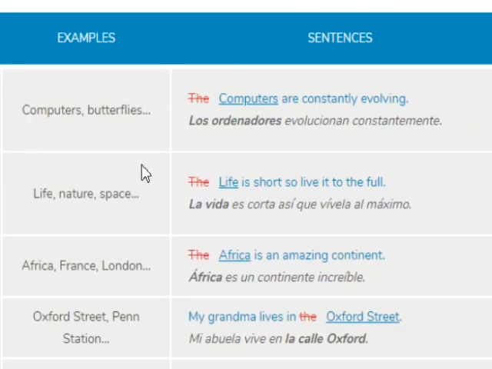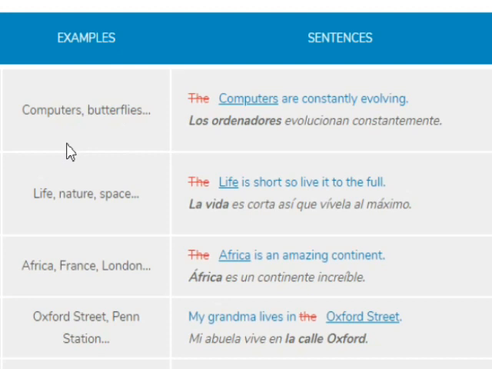There are some cases in which the definite article "the" is not used in English. For example, when we talk about countable names in plural to talk about something in general. For example, computers. We don't say "the computers are constantly evolving". We only say computers. We are talking in general. It's the same with butterflies. We don't say "the butterflies are flying in the garden". We say only butterflies fly in gardens.